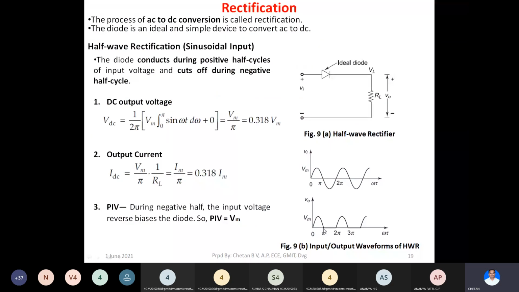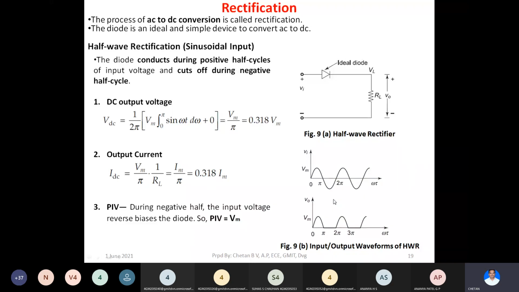In the half wave rectifier, as there is only one diode, it conducts only during the positive half cycle. So from 0 to pi, you receive the output which is only the positive half of the input AC. During the negative half cycle, as the diode is not conducting, you didn't receive any output for this pi to 2 pi value of the input.